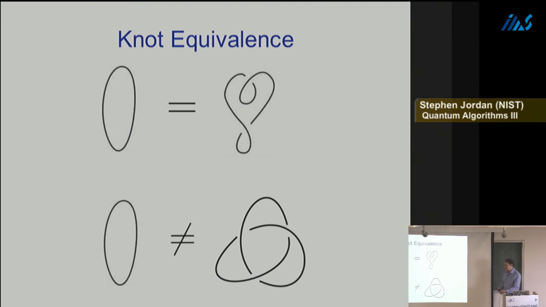Yes, the unknot problem is, given a knot, decide whether it's just equivalent to the loop. Can you completely untangle it? So that's just a nice yes or no decision problem of the sort that complexity theorists really like.